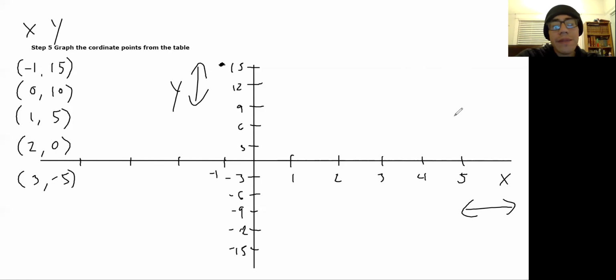Now I did these in variables of 3, so I'm just going to eyeball it there, right? 1 and 5. So 1 and 5. 5 should be right below the 6. So somewhere right there. And then 2 and 0. 2 and 0 should be right there. Okay, so now that I have all my points on here, I'm just going to connect them. There you go. And I've graphed them.